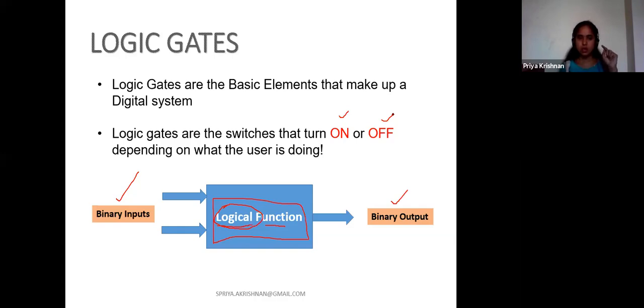It will understand only 0 or 1, true or false, or else on switch or off switch. The best example to remember the gate is a switch: we have only two conditions in a switch, on or off. So you can think about it that way. Binary input will be 0 or 1. Similarly, we will get the binary output, and that will also be 0 or else 1. So a gate can do a logic function.